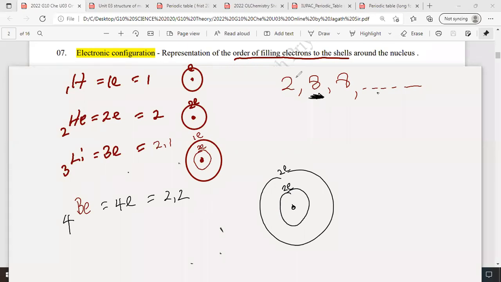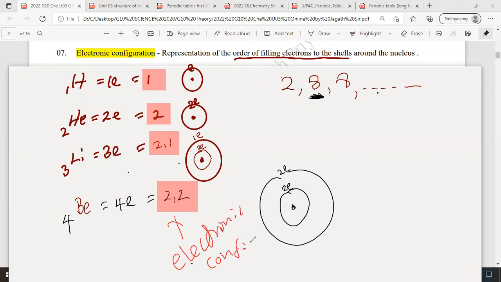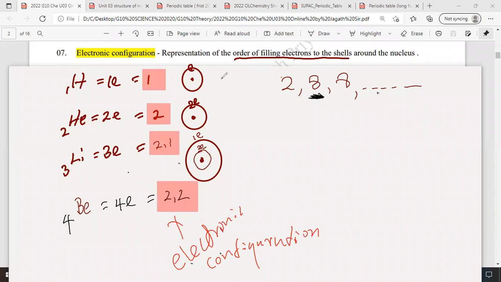So I'll highlight this order, or this method of writing, representing the order of filling electrons to the energy levels, known as electronic configuration. Electronic configuration. Look at the screen, everyone. What is this called? Electronic configuration. This order of filling electrons around the nucleus of an atom, if we represent it using this method, we call it electronic configuration.